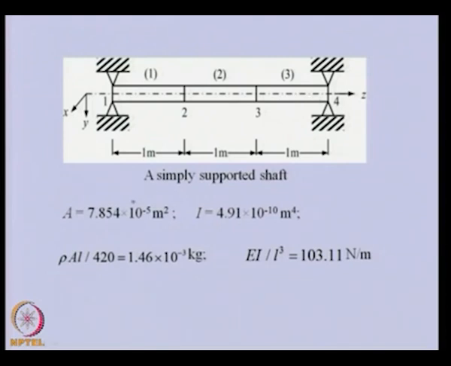With these given properties, we can obtain further properties like the area and second moment of area of the shaft, and for the beam element we will obtain the mass property. This will be required for the mass matrix, and this will be required for the stiffness matrix.